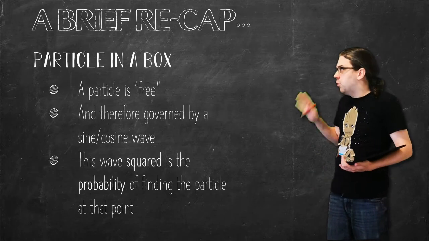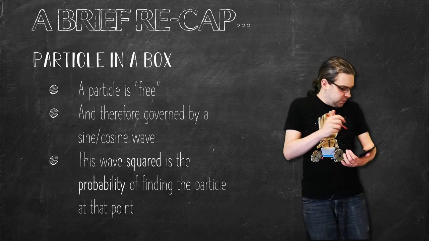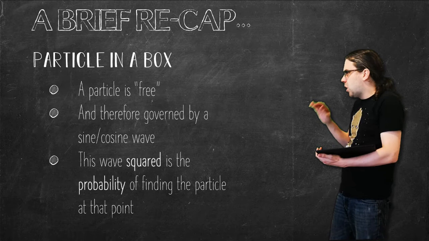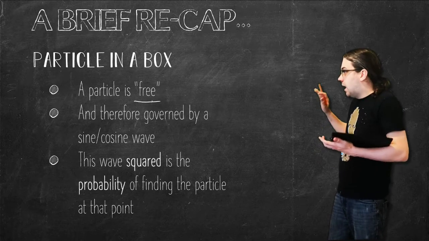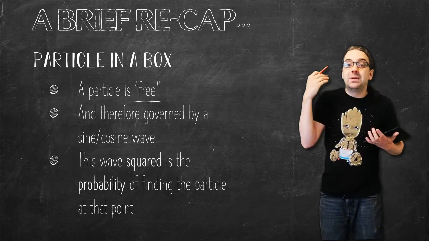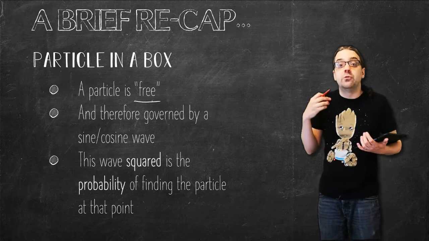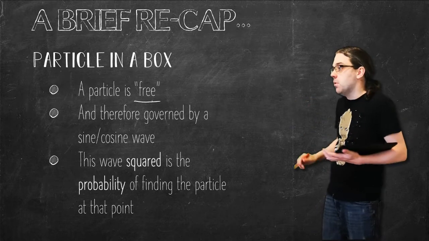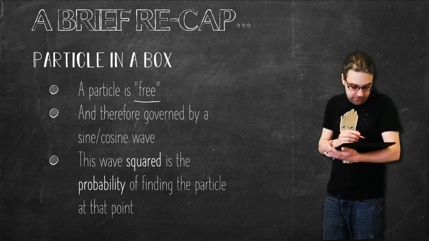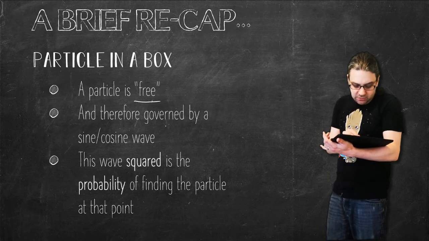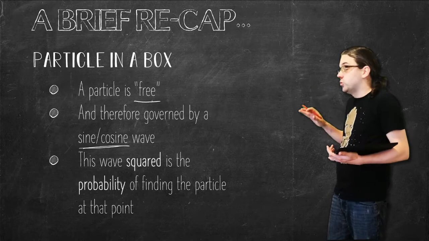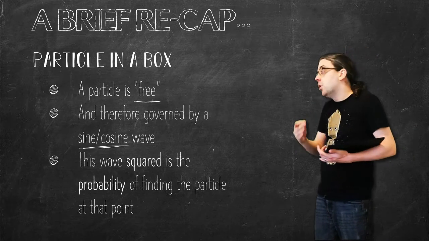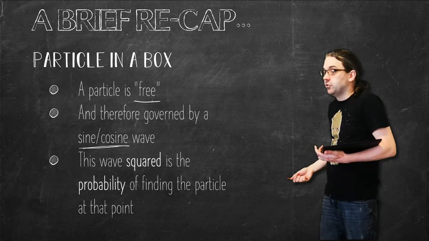So, quick recap of what we've done previously. We've looked at the particle in a box model, and when we do this, we mean the particle is free. That means there is no potential constraining it. There is no force or energy acting on it to try and slow it down or speed it up. It's just free to go about wherever. So that means it's governed by a sine or cosine wave. That is the equation that will describe a free wave traveling through space.